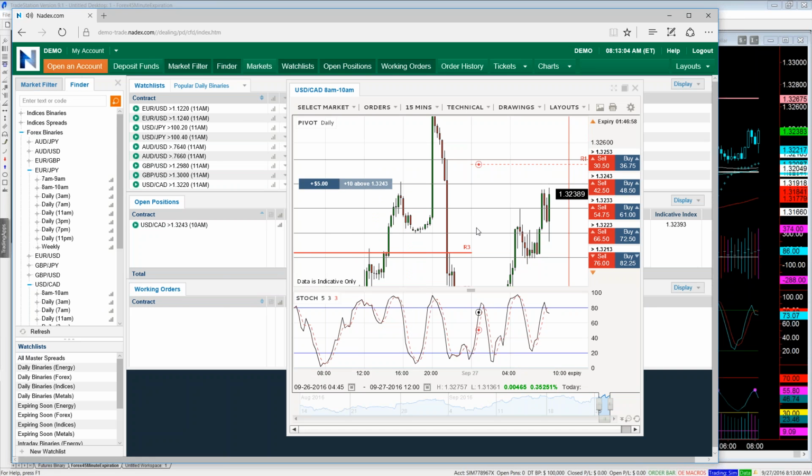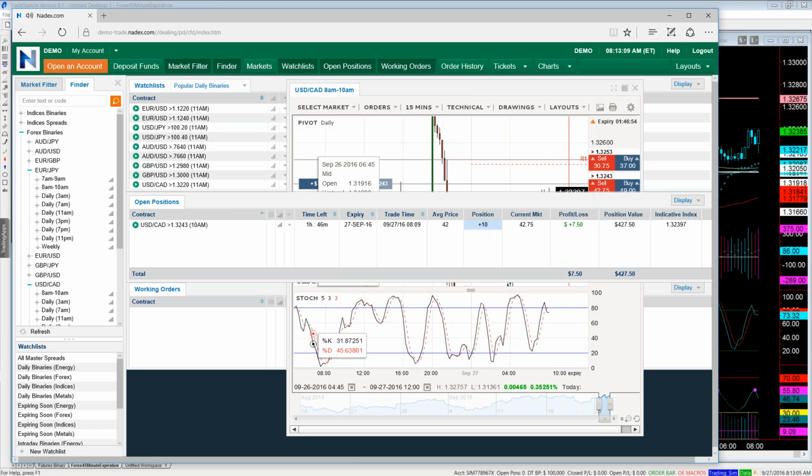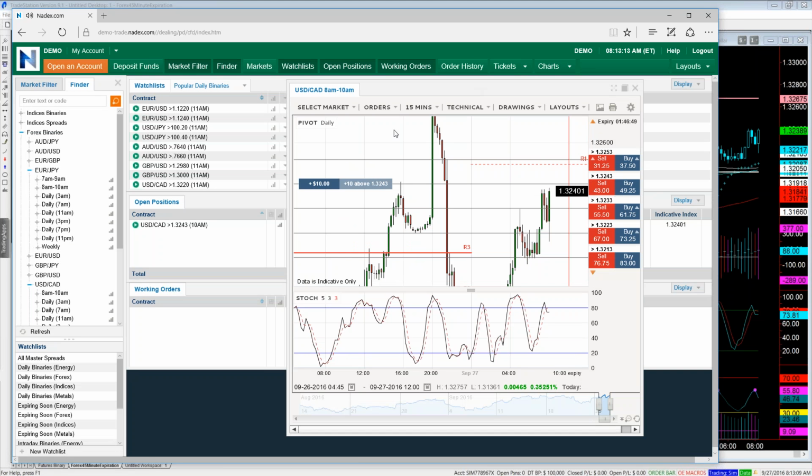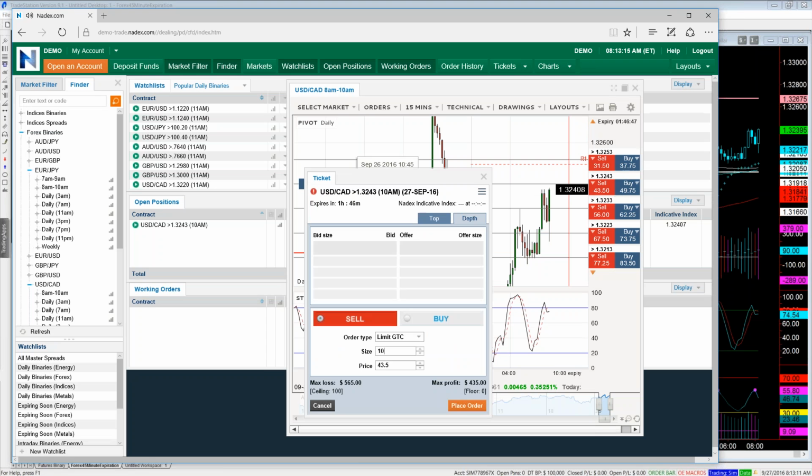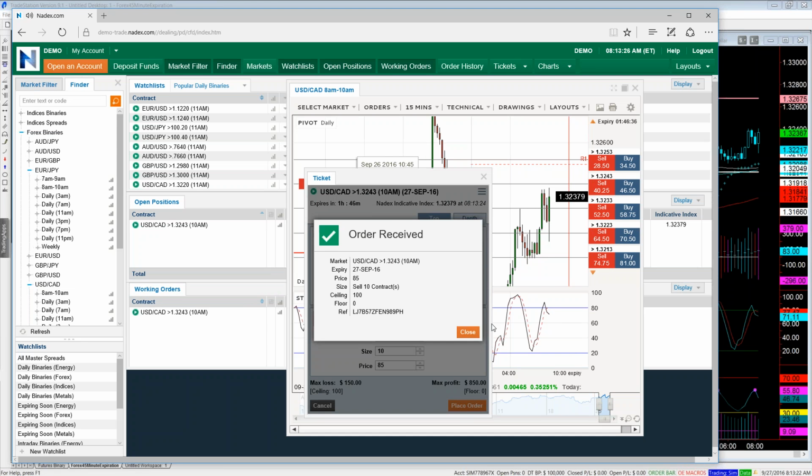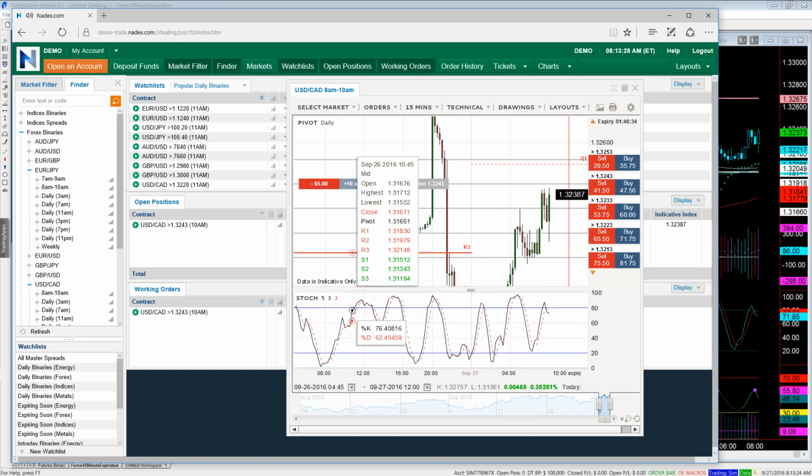Now, to set a profit target on this, our entry price was at 42. To make 100% on this, we need to set a profit target at 85. So I'm just going to put in an $85 target and place the order. That way, if I get busy and it goes up, then it will take me out on the profit target.